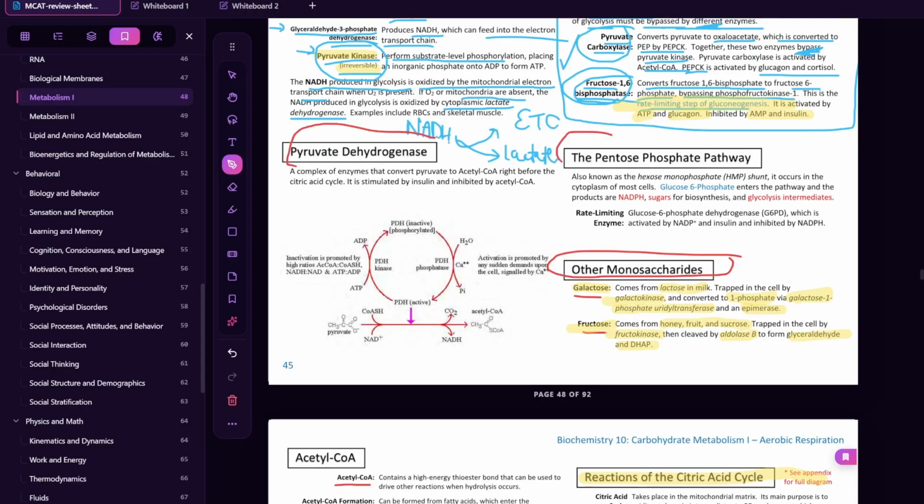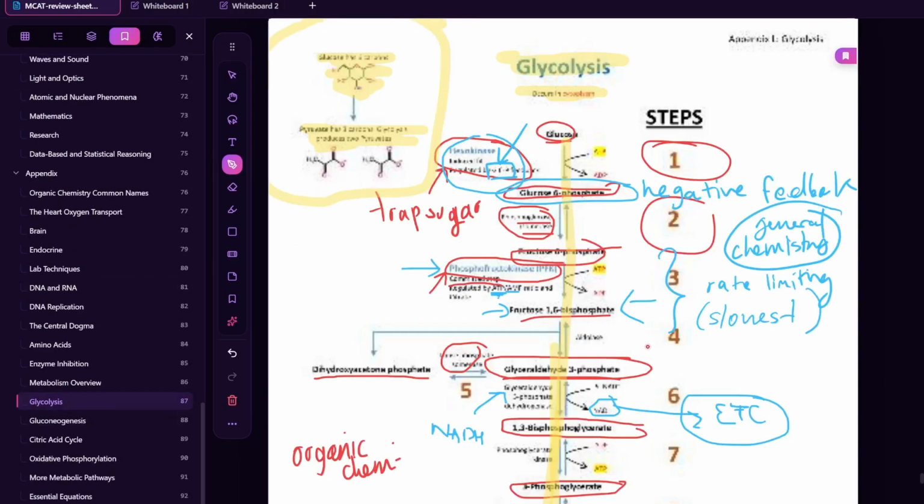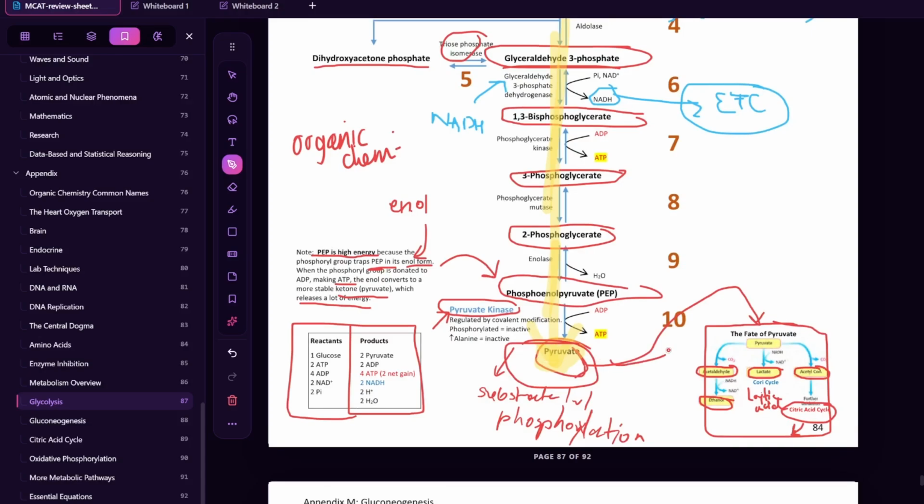In pyruvate dehydrogenase, enzymes convert pyruvate to acetyl-CoA. So remember, if we go back to glycolysis, our final product is pyruvate. Pyruvate has different fates, but one of the main pathways is that after pyruvate is made, it turns into acetyl-CoA, which enters the citric acid cycle, also known as the tricarboxylic acid cycle, also known as your Krebs cycle. There are a lot of names for it.